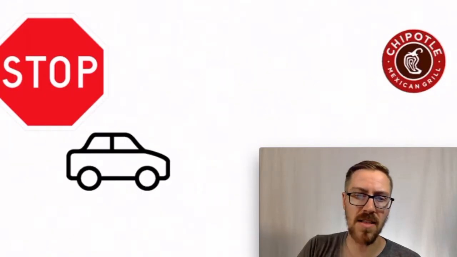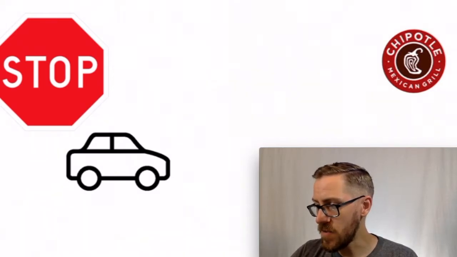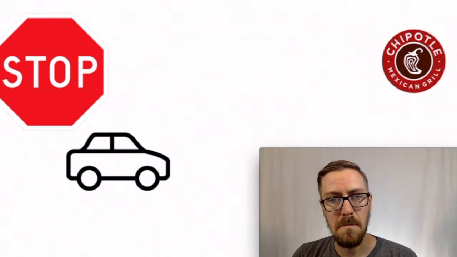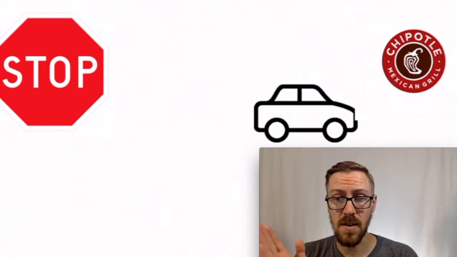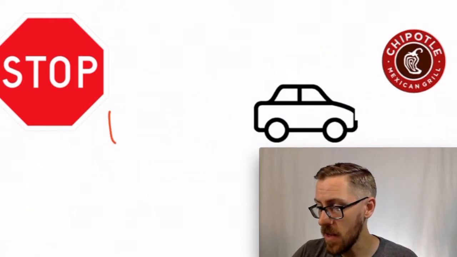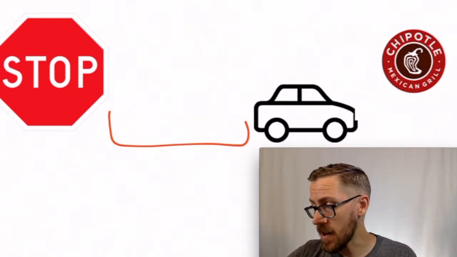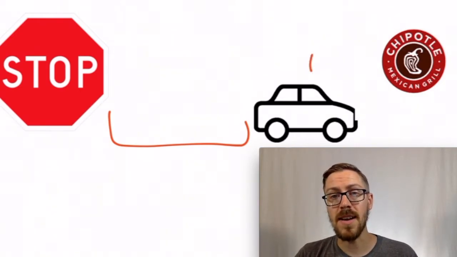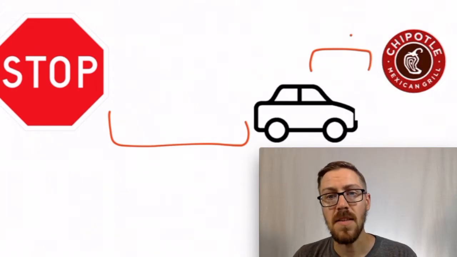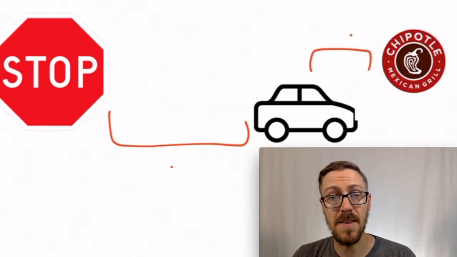Here's another example. I love me some Chipotle. So if I were driving my car to Chipotle, my position compared to the stop sign is getting further. It's getting bigger. That measurement of how far away I am is going up over time. And my measurement of how far away I am compared to Chipotle is going down over time. This distance is shrinking, and this distance is growing.